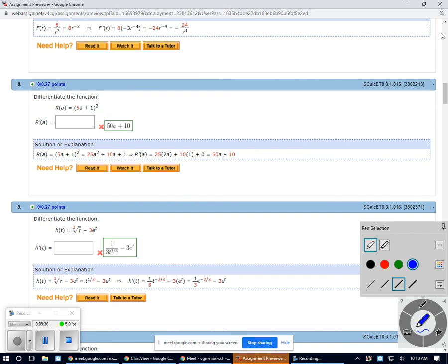If I FOIL this out, I have 25a squared plus 10a plus 1. You're probably real good at this, but some students may not be. All I did was FOIL that out. That's algebra, no calculus involved. So my derivative is multiply the 2 in the front and subtract 1: 50a to the 1 power. Multiply the 1 in front and subtract 1: 10a to the 0 power. And how are they going to write that? 50a plus 10.